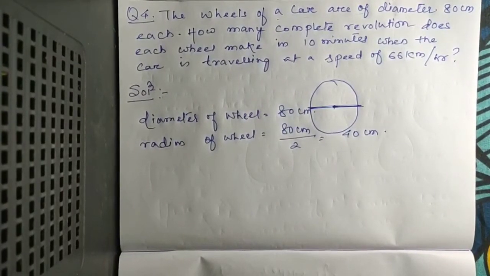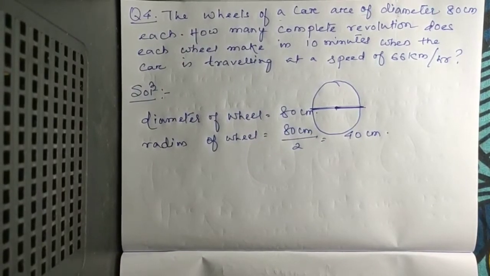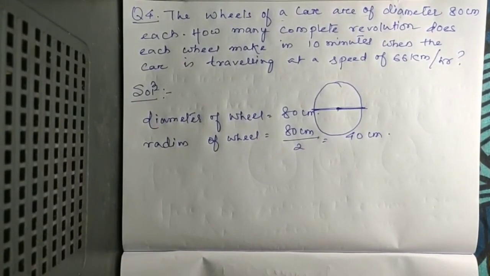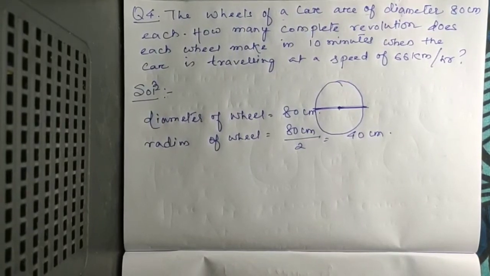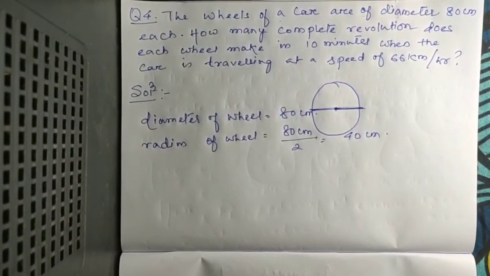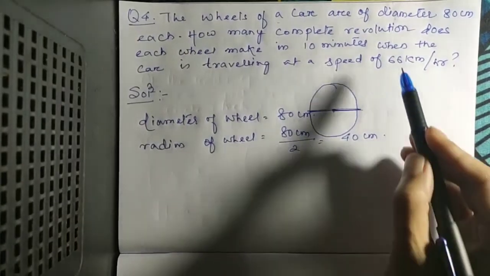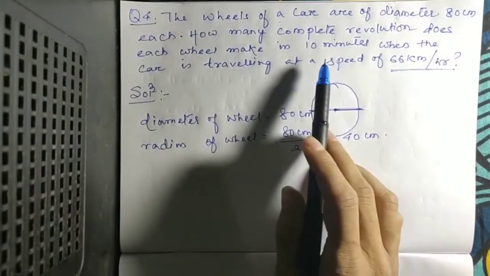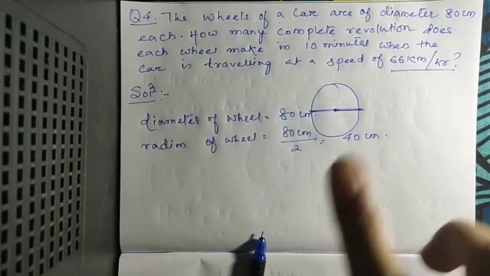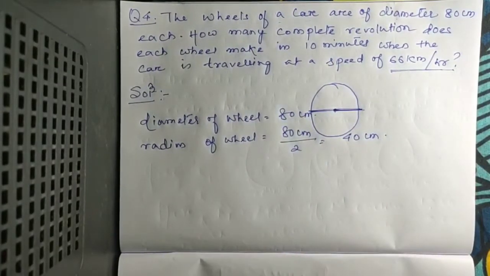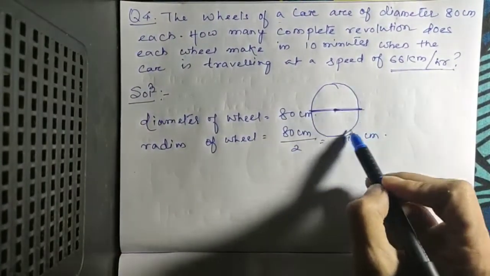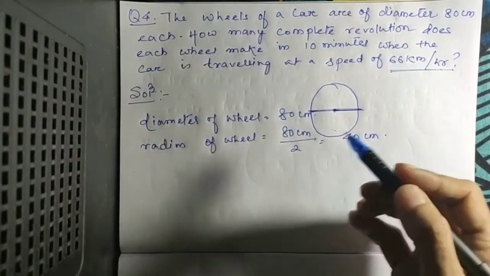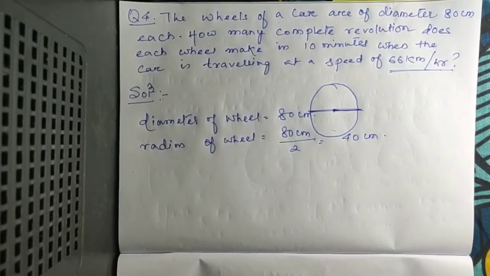Now, what is said? How many complete revolutions does each wheel make in 10 minutes when the car is traveling at a speed of 66 km per hour? That means, in this speed, the car is traveling, and in 10 minutes, the wheel is going to rotate how many times? The number of complete revolutions we have to find out.